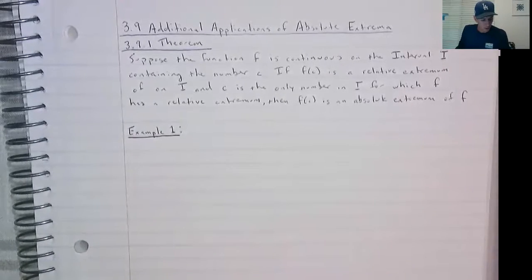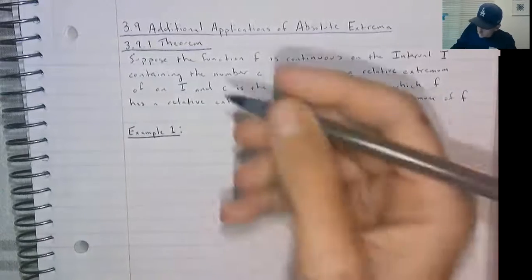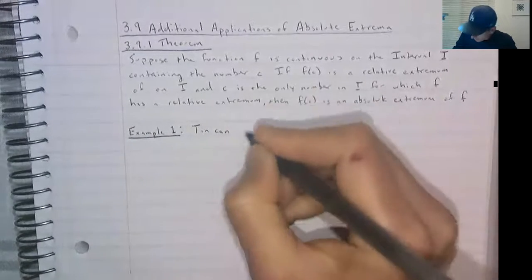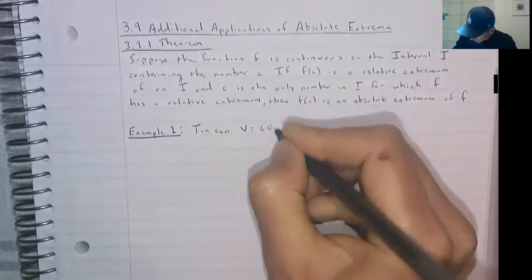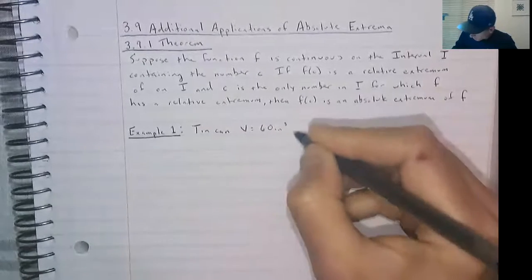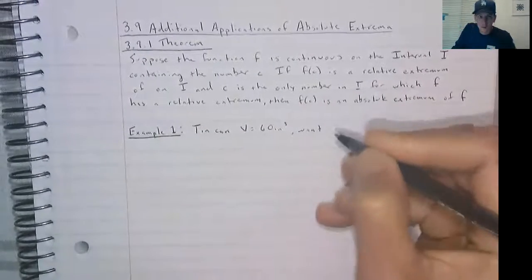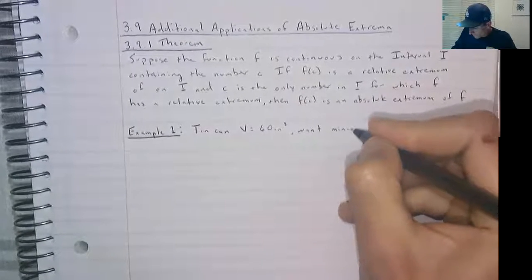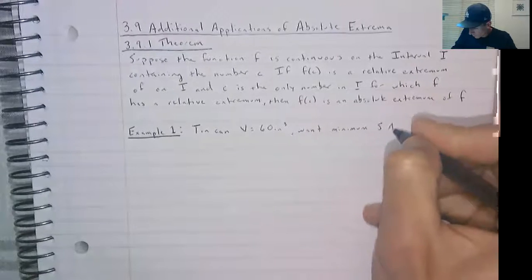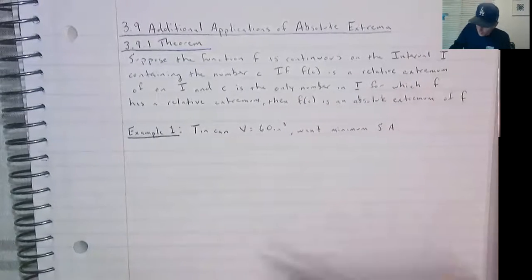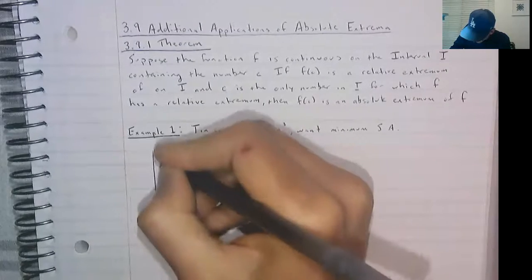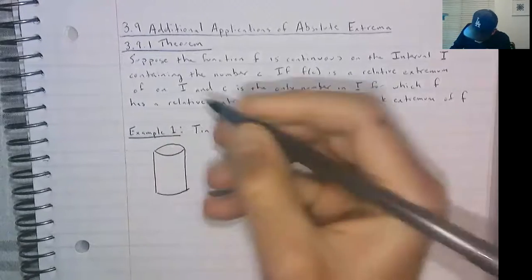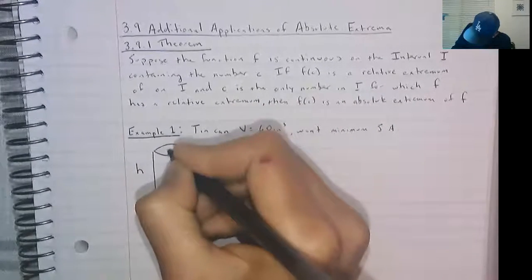We're dolphins. So let's draw this thing. First, let's say a tin can whose volume is 60 cubic inches. And what we want, the WTH, is minimum surface area. Okay, so let's draw this tin can, a right circular cylinder. It's got a height, it's got a radius.